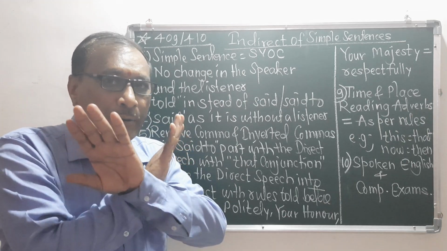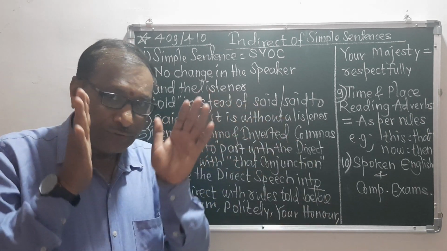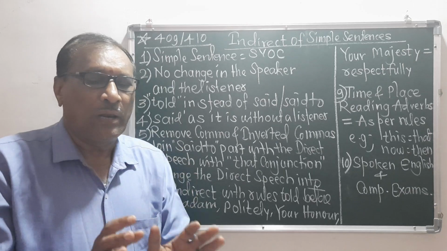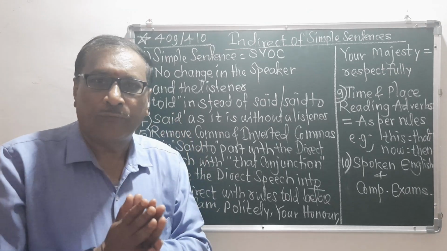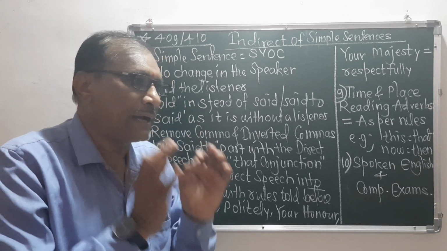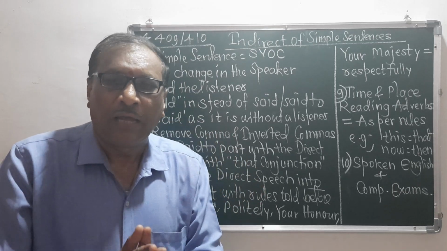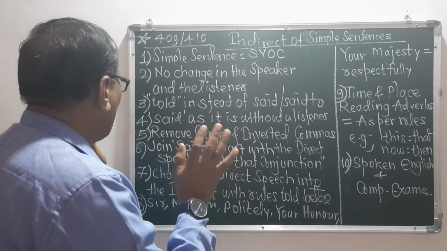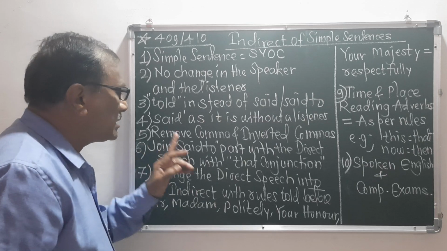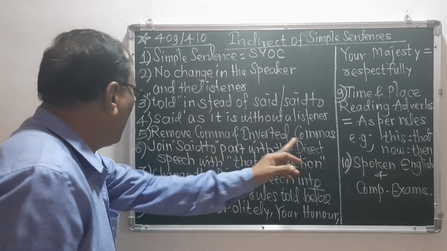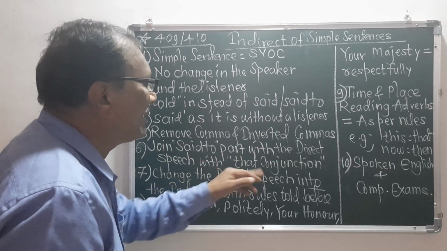We should remove them, and instead of them we should put only the full stop at the end of the sentence, meaning at the end of the indirect speech. I will tell you, then join the said-to part with the direct speech with that conjunction.